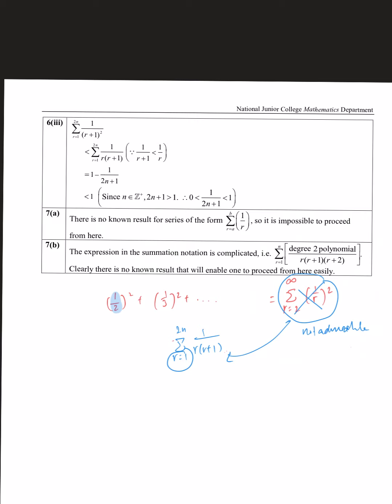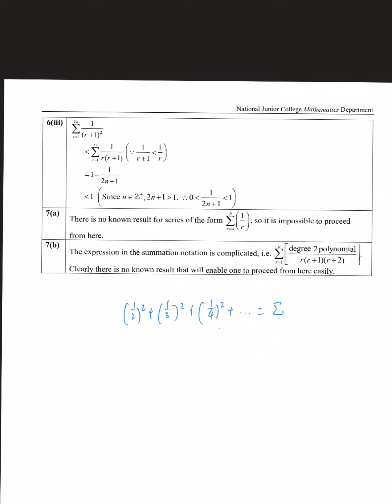Now, there are different ways to write down or express a series. Instead of writing this, we can write it as the sum from r equals 1 to infinity of 1 over r plus 1 squared. So this is a different way to write it. Let us just compare the term 1 over r plus 1 squared versus 1 over r times r plus 1.